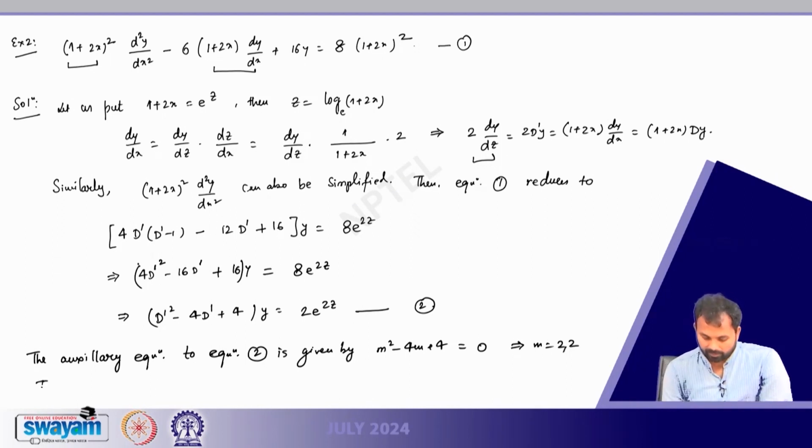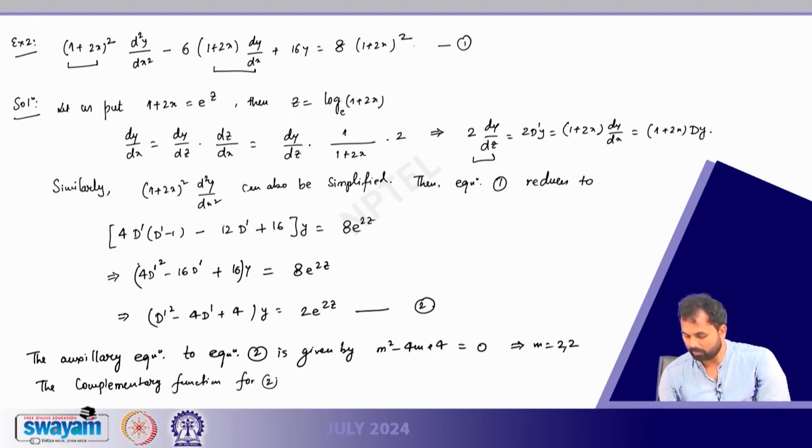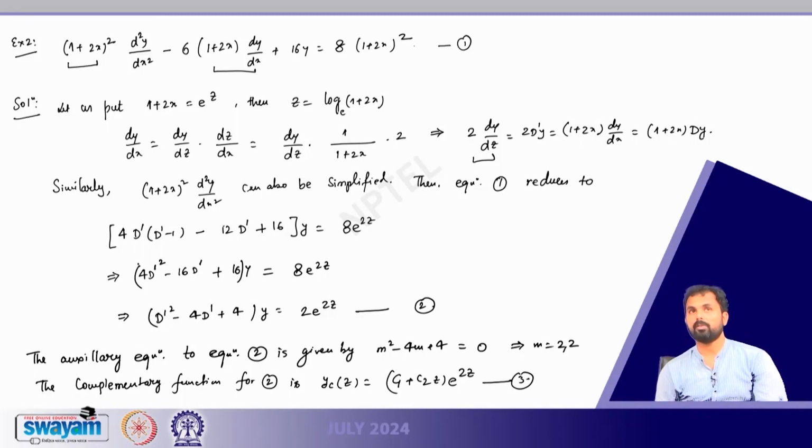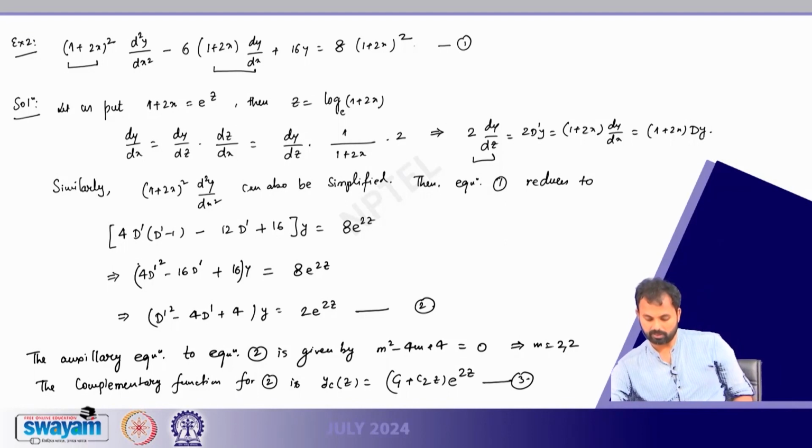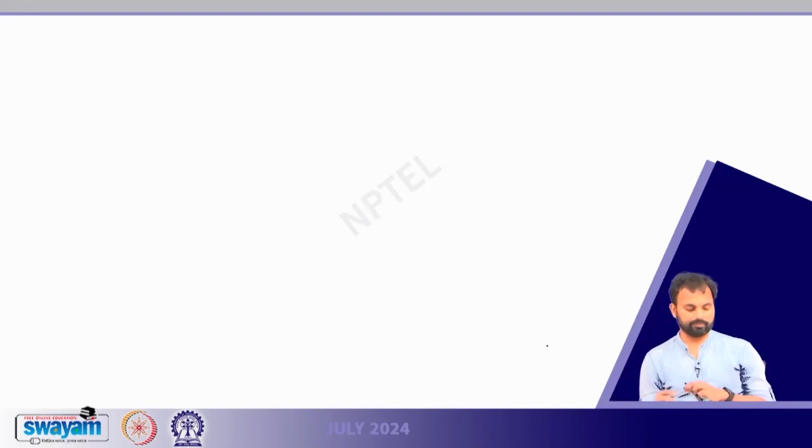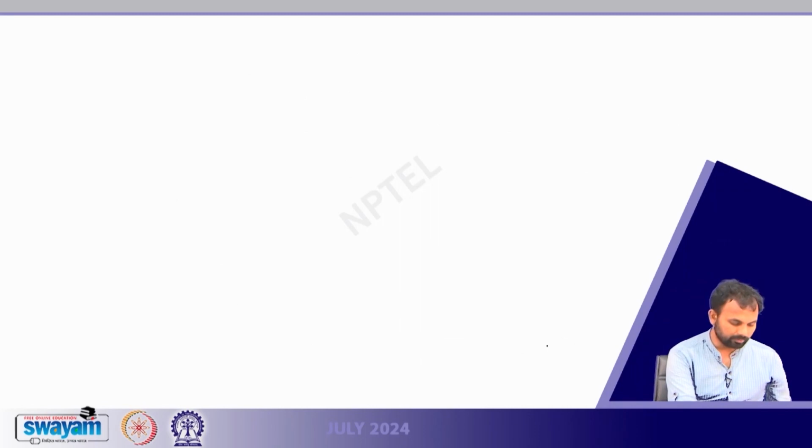Therefore, the complementary function for equation number 2 is yc(z) equals (c1 plus c2 z) into e to the power 2z. So we are able to determine the complementary function. Now, let us proceed to determine the particular integral.